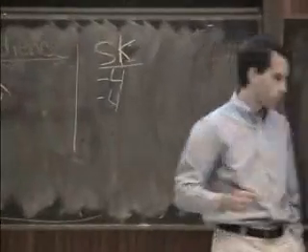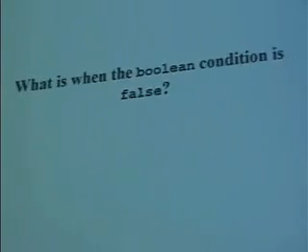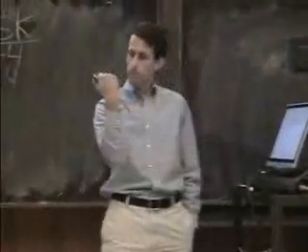May I have ifs for 400, please? When the else part of an if statement is executed. What is when the if statement is not true? I'll accept that. This is when the Boolean condition is false, then it executes the else part of an if-else.